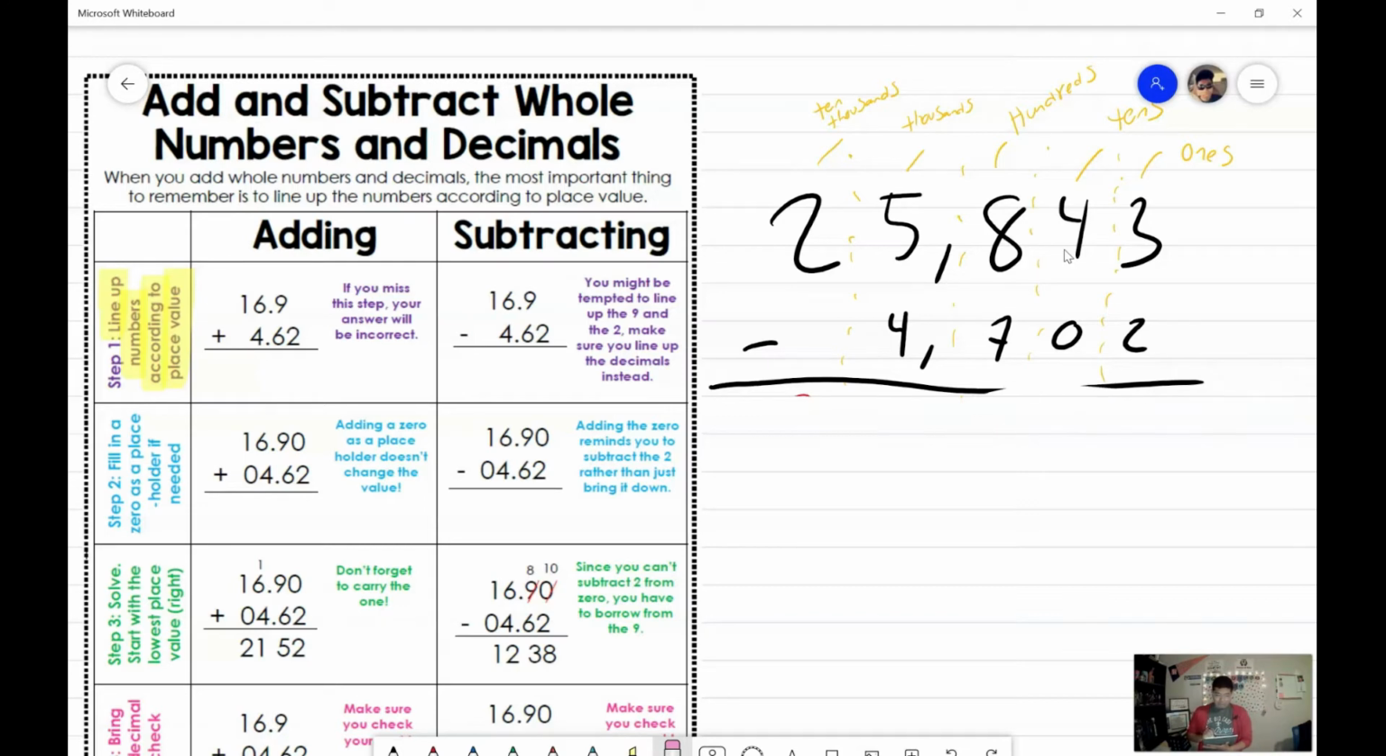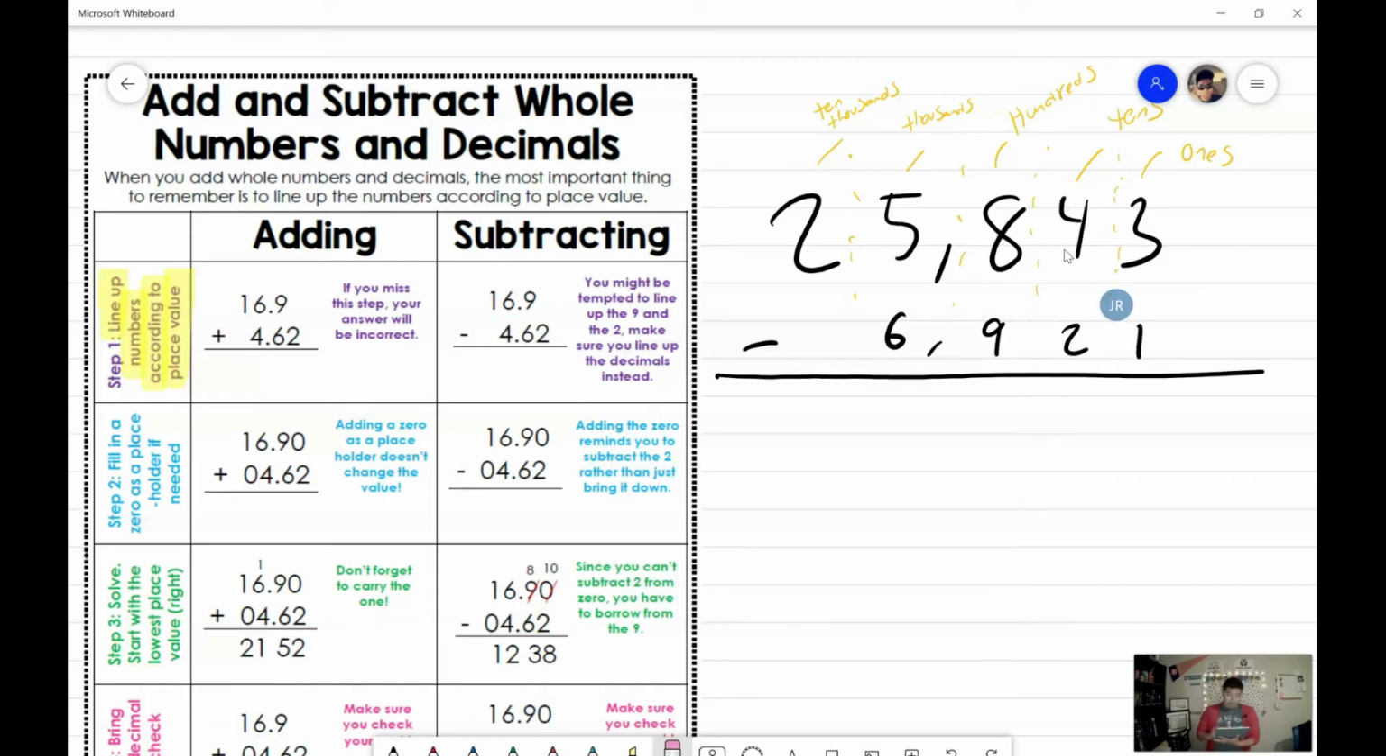So let's do another one where I have to actually regroup, okay? Let me do the same kind of numbers. Okay, so 25,843 minus 6,921. Okay, so let's do this, okay? Everything is in its correct place value. 3 minus 1, what is that? Okay, good. Keep going. 4 minus 2.